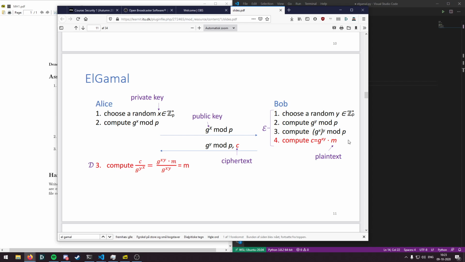And I don't blame you for not understanding this part. It was discussed in the forum, but it should have been more specific that this part needed to be mod p, because it always is. And if you looked up any other way, you would see that this is always mod p. Anyway, then we send this part to Bob, g to the power of y mod p, and this ciphertext which has been multiplied with the g^xy.